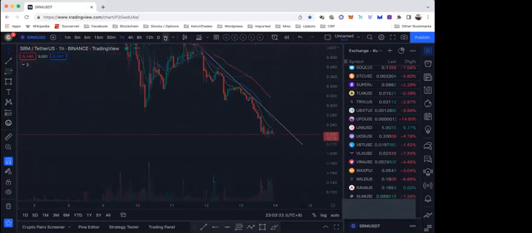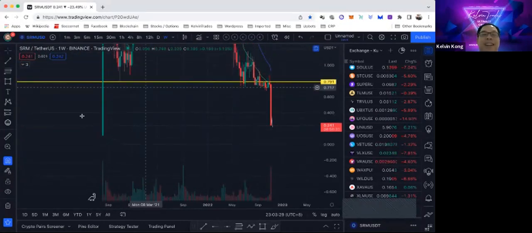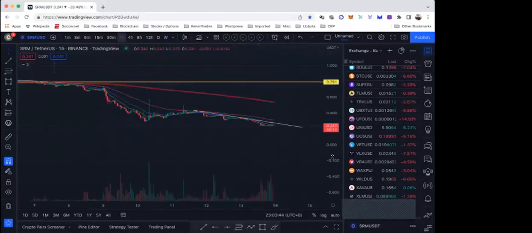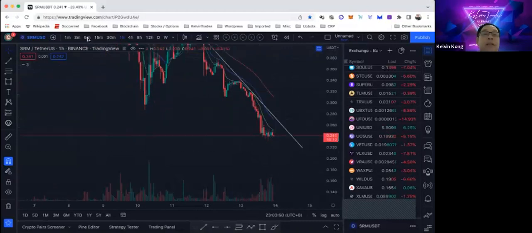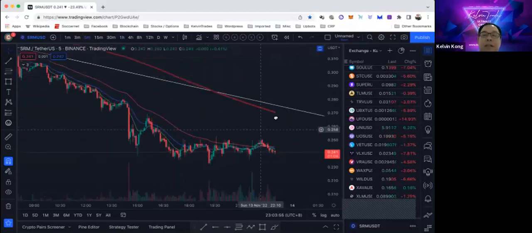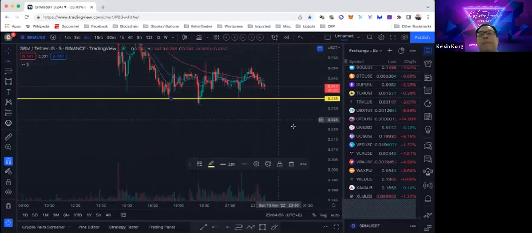Short. Wait, first, there's no support. The last support was here and Serum already broke it, all the way down here. So there's no more support for us to draw. Short, like Shan says, is it? If you want to really go micro, there's support here, on the 5-minute charts. Micro view, there's support there.